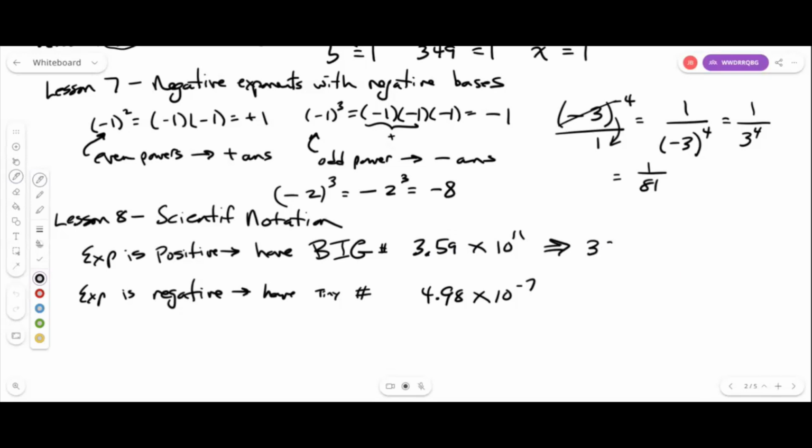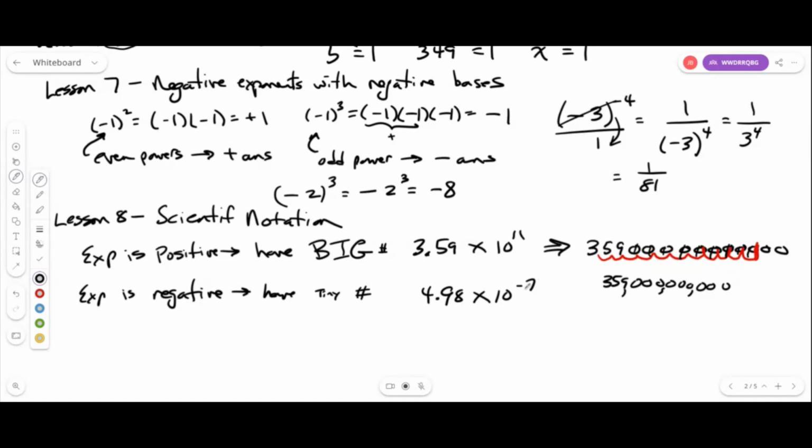So we would have 3, 5, 9, a bunch of zeros, and we would move that decimal point 1, 2, 3, 4, 5, 6, 7, 8, 9, 10, 11 right there. So we would have 3, 5, 9, and then 1, 2, 3 zeros, and so this becomes that number.